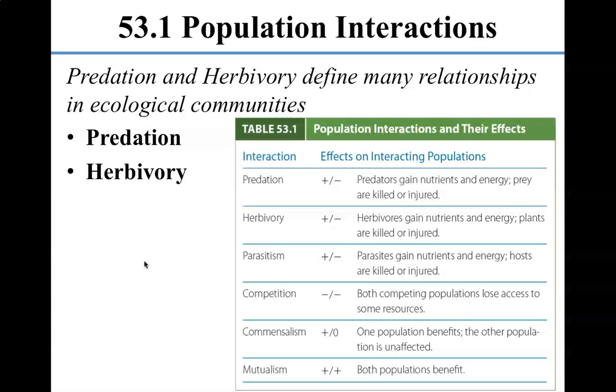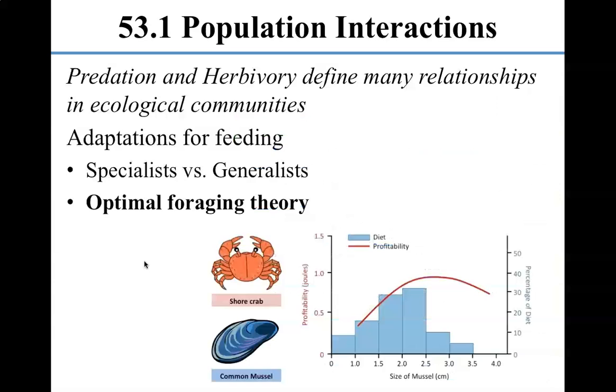In mutualism, both populations benefit. That would be the acacia and the ant example I just talked about. They both benefit from their interactions. So interactions vary. These are some of the main categories. We'll talk about all of them in more detail.